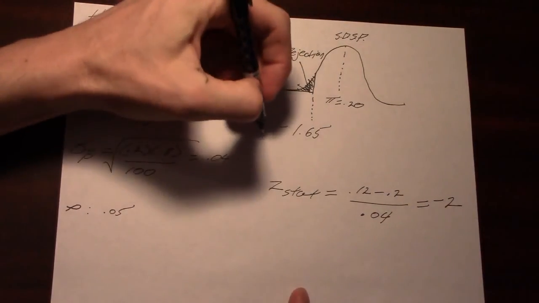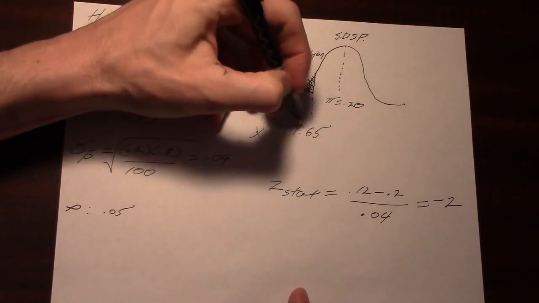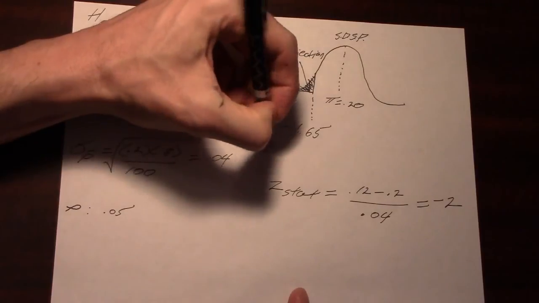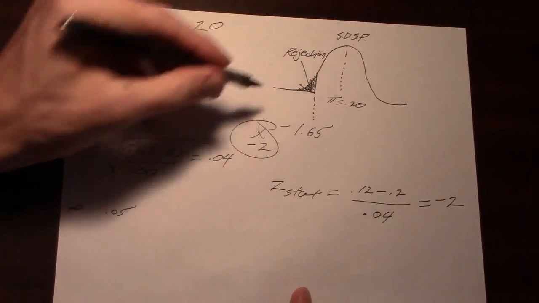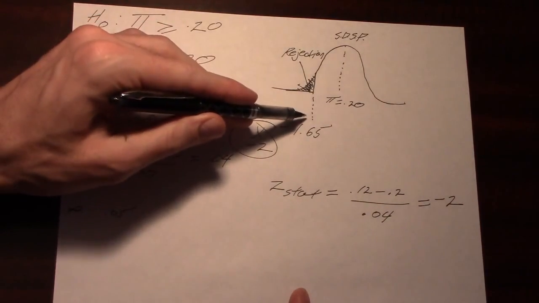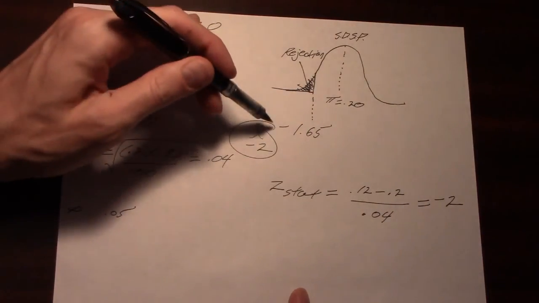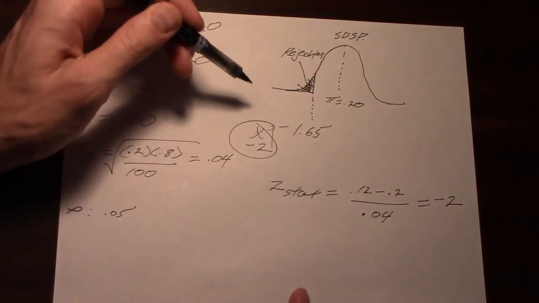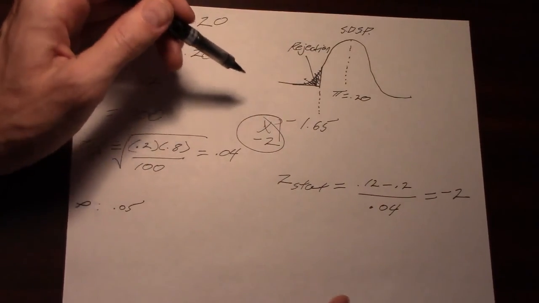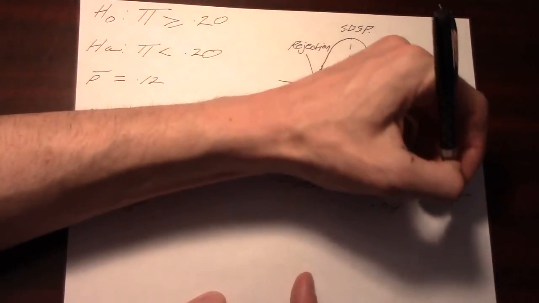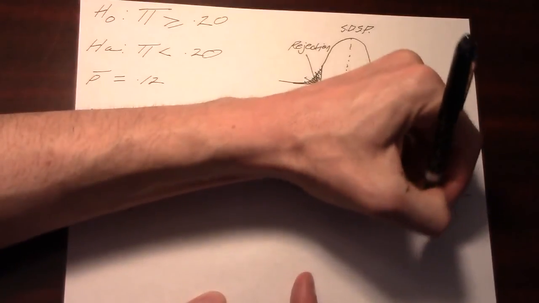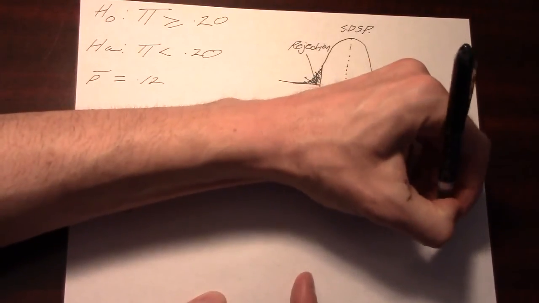Alright, negative 2 falls here. This is negative 1.65, this is negative 2. This is past the threshold for our rejection region. So we know right off, or not right off, I guess we've been working for a while, we know right now that we're going to reject. I'm going to put an arrow here, reject, exclamation point.